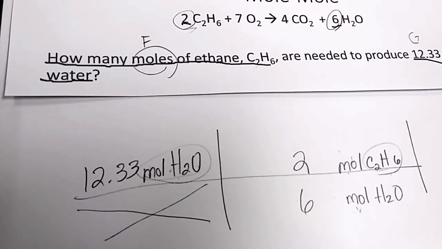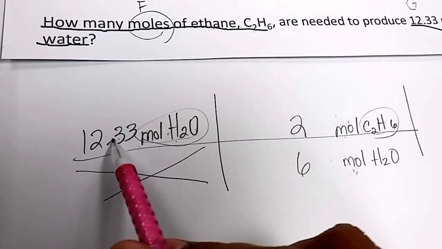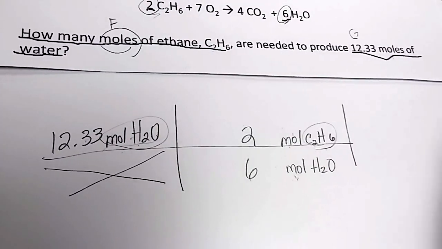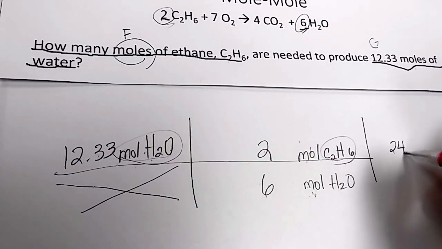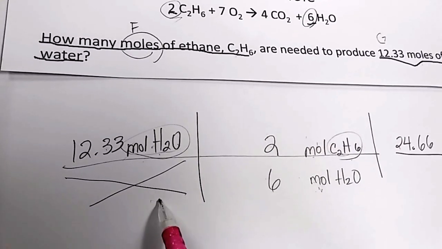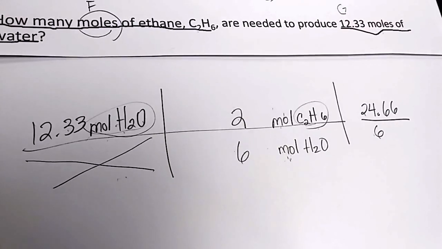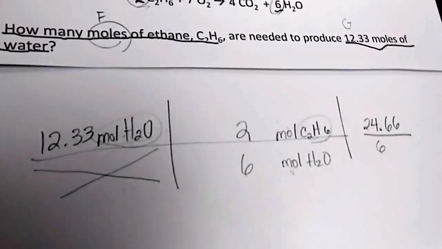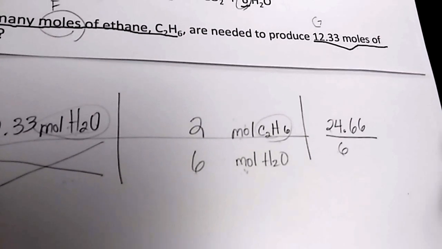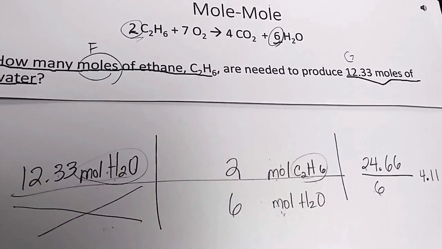From this point on, you're going to go ahead and multiply 12.33 times 2. You're going to multiply across. That's going to give us 24.66. There's nothing to multiply with that 6, so you just carry it across, and it's 6. You divide the top number by the bottom number. That's going to give us a grand total of 4.11.